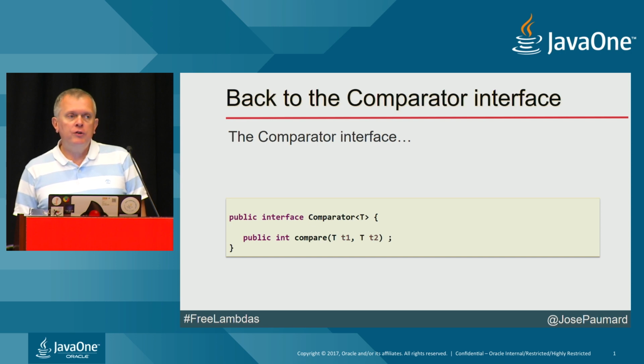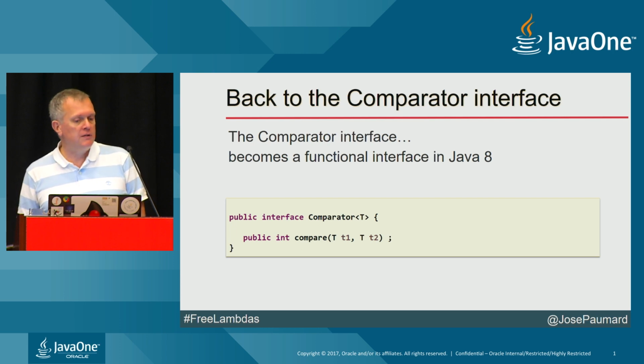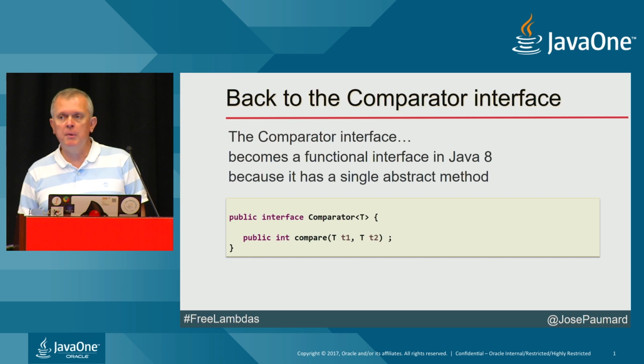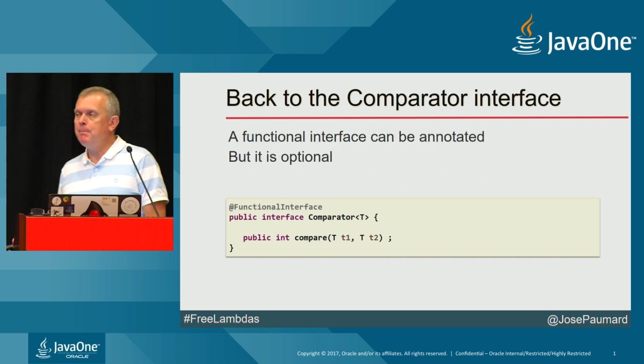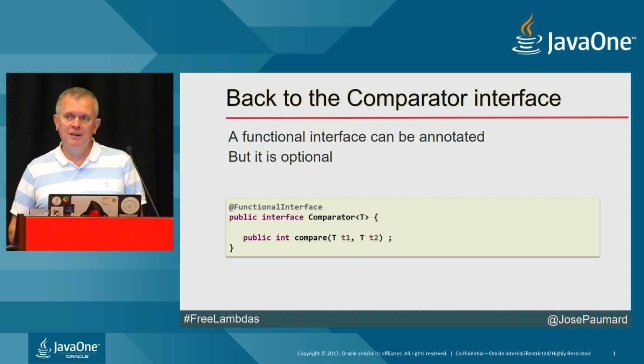The comparator interface becomes, in Java 8, what is called a functional interface. What is a functional interface? It's an interface that has only one abstract method. This is the simplest definition of what a functional interface is. A functional interface may be annotated with the FunctionalInterface annotation. It's not mandatory, it's optional. You don't have to do it.